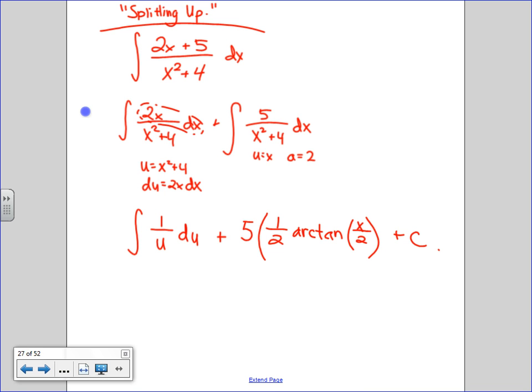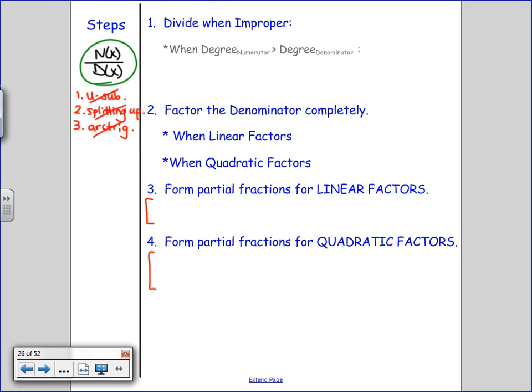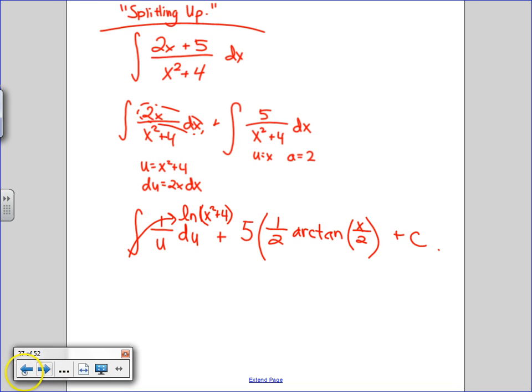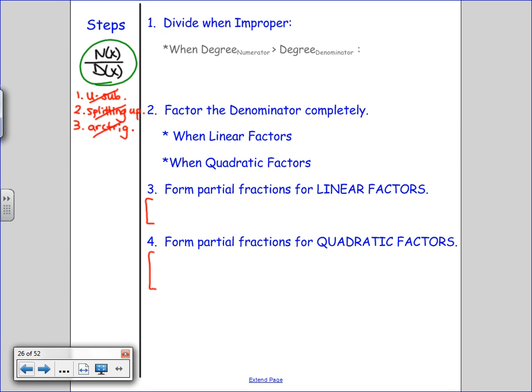Does that make sense, guys? Oh, I didn't finish. This would go to ln of x squared plus 4, which is always positive, so no absolute values. Does that make sense? Yes. Okay. So we try U sub, doesn't work. Try splitting up, like that process over here doesn't work either. Like we have an example that wouldn't work for. Arc trig doesn't work. Okay, so what do?